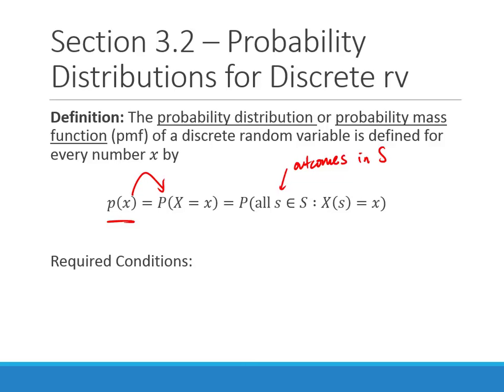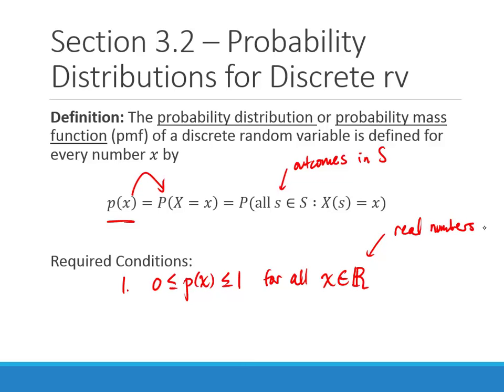And there's two conditions that we need to hold here. The first one is that we need the probability of x to be between 0 and 1 inclusive. So it could be 0, it could also be 1, for all x. So for any real number, we need that probability, this function little p of x, to be between 0 and 1 inclusive. So is everyone okay? This is real numbers. Everybody okay with real numbers? So that's our first thing.